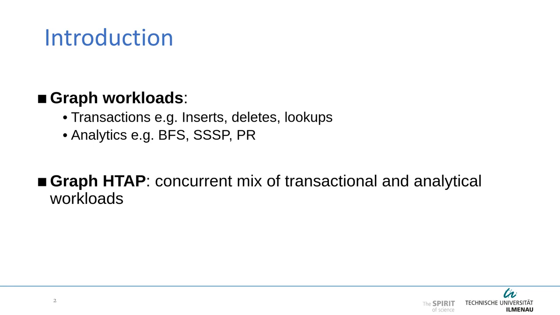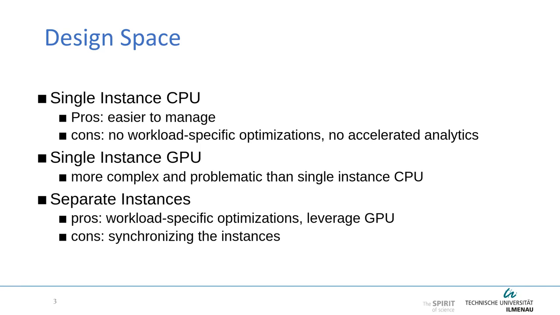So our focus in this work is a mixed workload of concurrently running transactional and analytical workloads, which is also referred to as hybrid transactional analytical processing, or HTAP for short. So the work is to develop solutions to handle HTAP graph workloads. We made some design space exploration. We considered three alternatives: single instance CPU, single instance GPU, and separate instances. And I'm going to touch a little bit on each of them, along with the advantages and disadvantages of each.